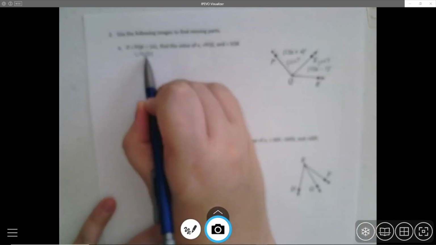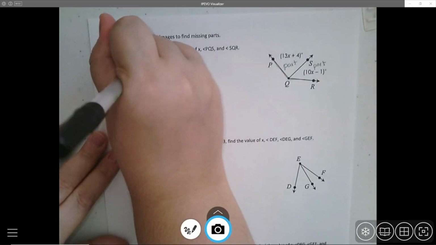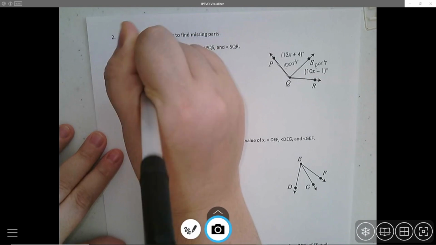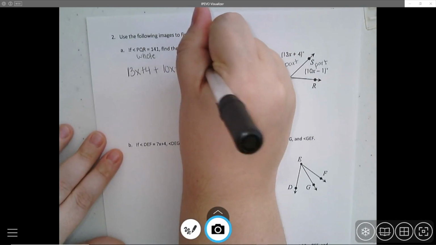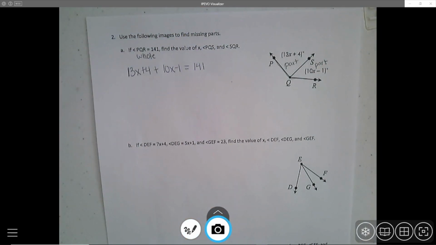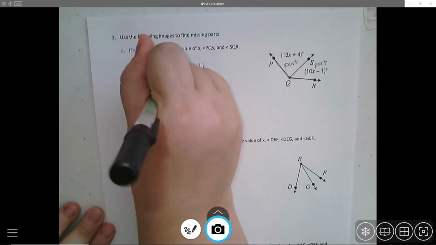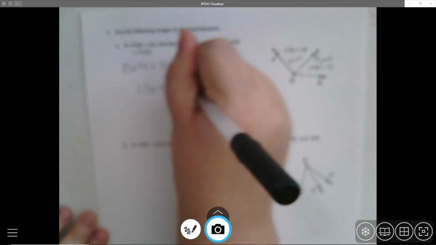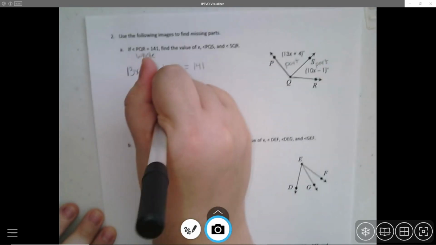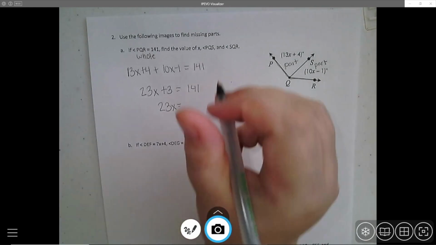Part plus part equals whole. So part 13x plus 4 plus the other part 10x minus 1 equals the whole thing, 141. First thing I'm going to do is combine like terms on my left-hand side. 13x and 10x becomes 23x. A 4 and a negative 1 becomes a positive 3, equals 141. Then I'm going to subtract 3 on both sides, and I get 138.